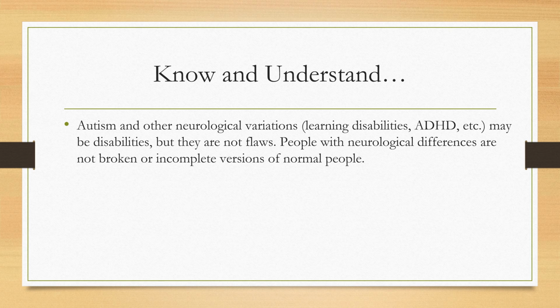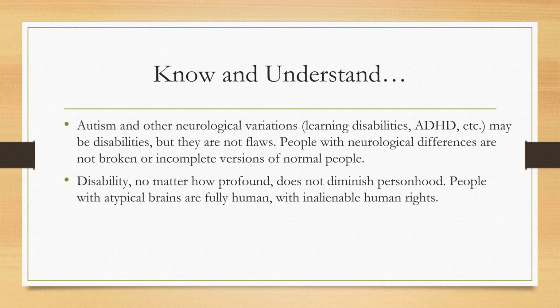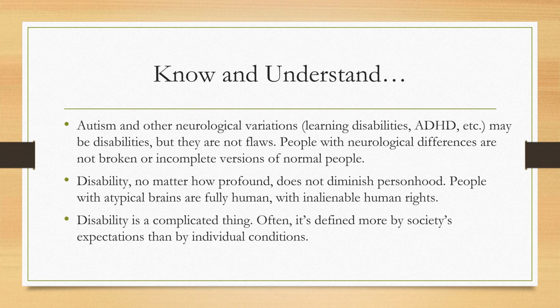Learning is as unique to individuals as their fingerprints or DNA. The notion of broad categories of learners, smart, not smart, disabled, not disabled, regular, not regular, is a gross oversimplification that does not reflect reality. Disability, no matter how profound, does not diminish personhood. People with atypical brains are fully human with inalienable human rights. Disability is a complicated thing, often defined more by society's expectations than by individual conditions.